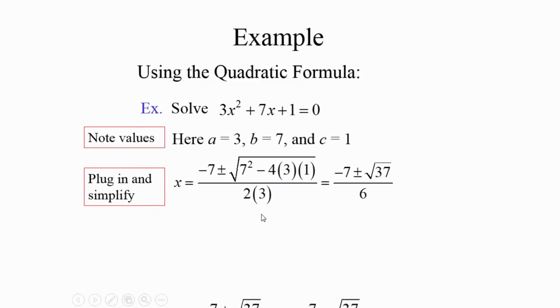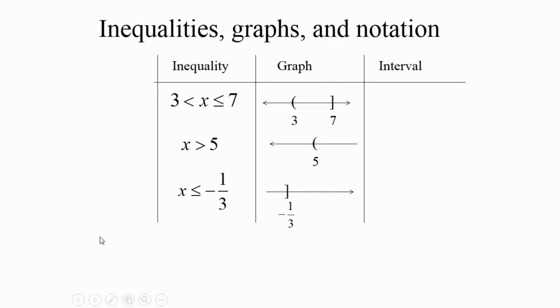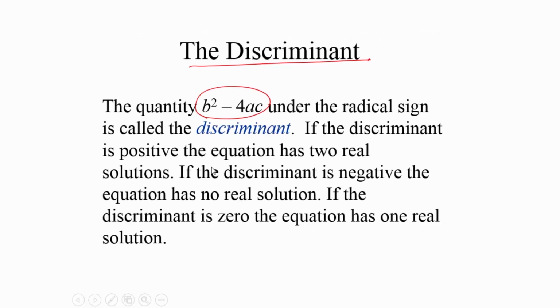Let's go and read this. The quantity b squared minus 4ac under the radical sign is called the discriminant. If the discriminant is positive, the equation has two real solutions. If the discriminant is negative, the equation has no real solution. If the discriminant is 0, the equation has only one real solution. Okay? So you have to remember that.